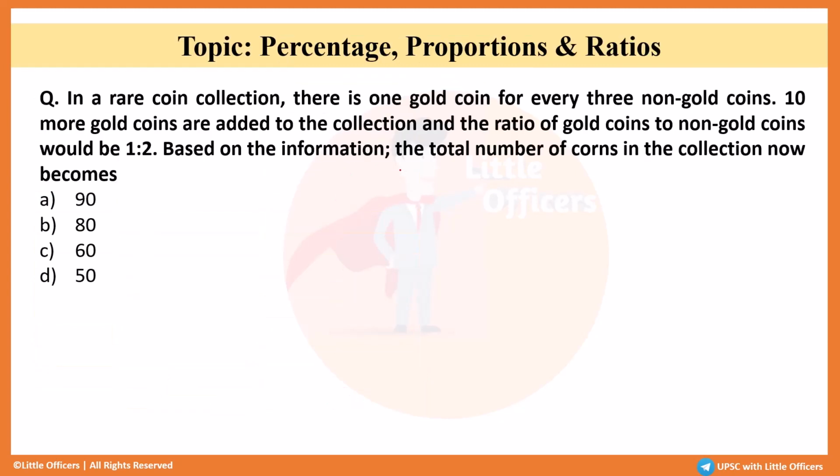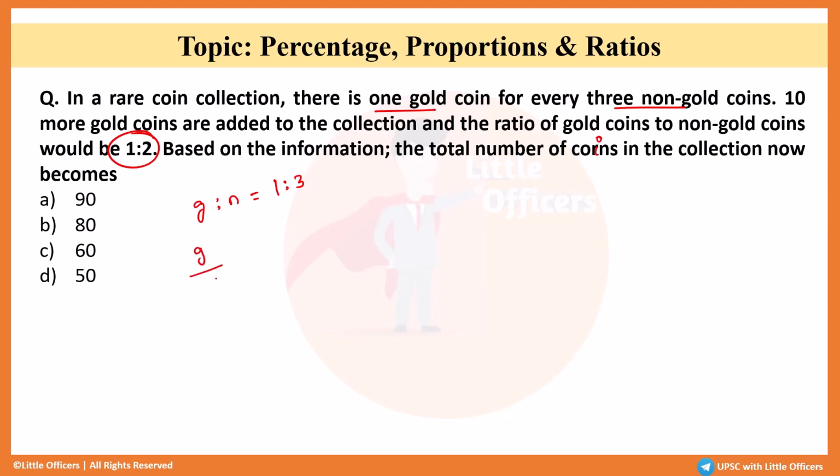Say in the first question, in a rare coin collection, there is one gold coin for every three non-gold coins. So let's say G is the gold coins and N is the non-gold coins, and it is saying that they are in the ratio of 1:3. Okay, that is one gold coin for every three non-gold coins. And 10 more gold coins are added to the collection, and the ratio of the gold coins to non-gold coins becomes 1:2. So based on the information, we need to find the total number of coins in the collection, right?